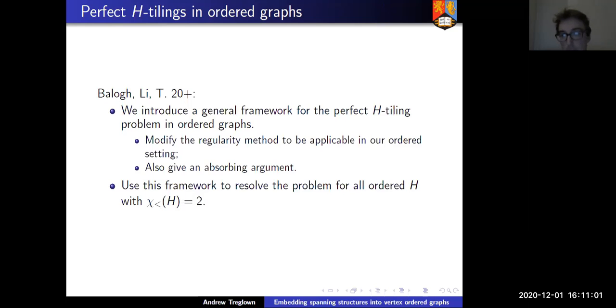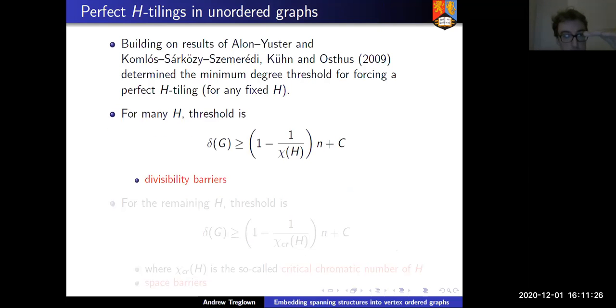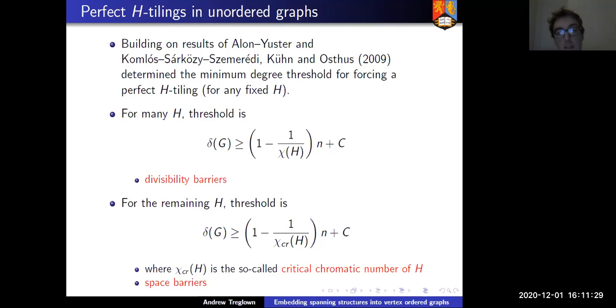Can I ask a quick question? Yes, sure. So is this dichotomy between space barriers and divisibility barriers related to the question of whether or not there is a fractional H tiling? Okay, so if there's a perfect fractional H tiling, that threshold, I believe, always occurs at the lowest threshold, 1 minus 1 over the critical chromatic number of H. So this bottom threshold is what gives you a perfect fractional H tiling.